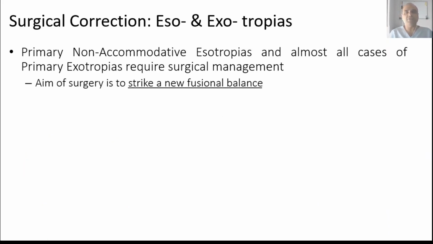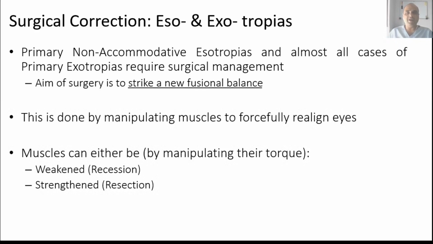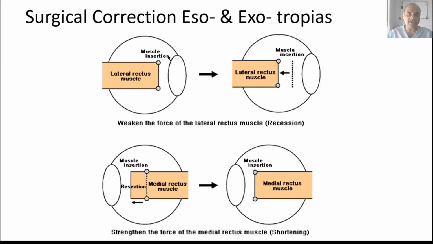Surgical correction is done for all primary non-accommodative esotropias and almost all cases of primary exotropias, as we have just discussed. The idea is to strike a new fusional balance. That is done by either weakening or strengthening muscles so that their forces are realigned. Muscles can be strengthened by a procedure called resection, and they are weakened by a procedure called recession. What this does is manipulate the torque generated by the muscle. Torque is that rotatory force. I'll give you some very simple examples of how this is done in a bit.